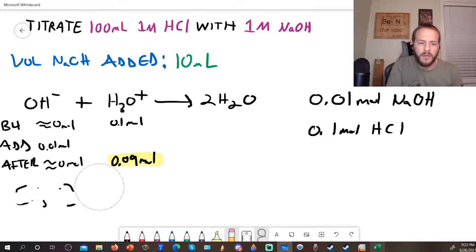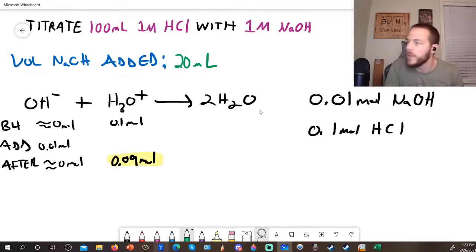We no longer need it. Erase that. So the next volume that we're going to add here is 20 milliliters. So we're going to calculate the pH upon adding 20 milliliters of 1 molar sodium hydroxide to this 100 milliliter sample of 1 molar HCl, right? So the moles of NaOH have now changed. What else has changed? Well, the moles of HCl hasn't really changed, at least initially.